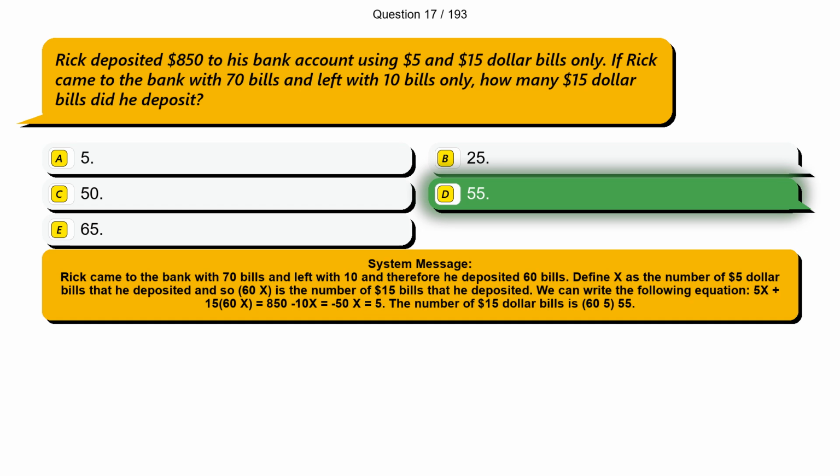Rick came to the bank with 70 bills and left with 10, and therefore he deposited 60 bills. Define x as the number of $5 bills that he deposited, and so 60 minus x is the number of $15 bills that he deposited. We can write the following equation: 5x plus 15 times (60 minus x) equals 850. Minus 10x equals minus 50, x equals 5. The number of $15 bills is 60 minus 5, 55.